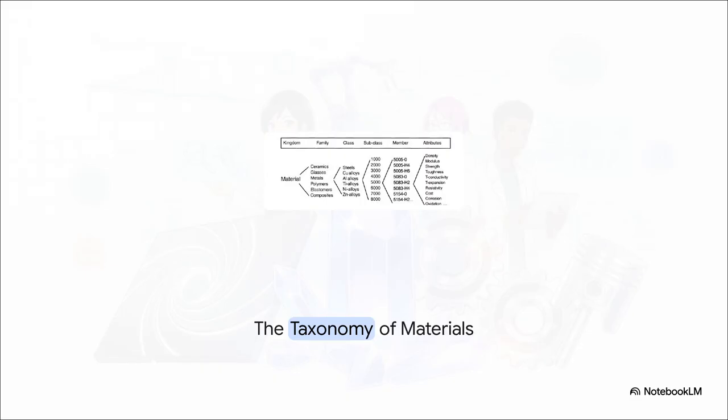Now, you can visually trace this whole hierarchy. It's like a giant funnel. You start at the kingdom of all materials. Then you branch into a family, like metals, then down to a class, like aluminum alloys. You keep drilling down to a subclass, say the 5000 series, until you hit a specific member, like 5083H2. And boom, right there you arrive at its precise attributes, its exact density, modulus, strength, thermal conductivity, and yep, even its cost. It's how engineers know exactly what they're working with.